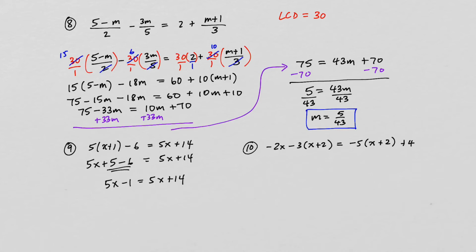And you might start to suspect that something different is going on here because we have the same number of x's on both sides of the equation. So if we subtract 5x from both sides, notice that the variable completely cancels out and we get negative 1 equals 14, which of course is not true. So because this is not true, that means there is no solution to this problem.